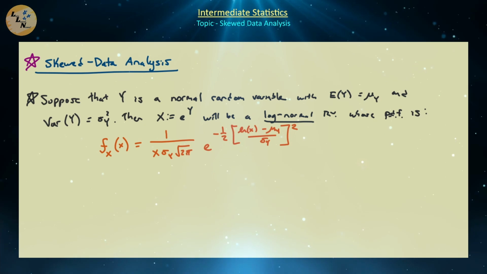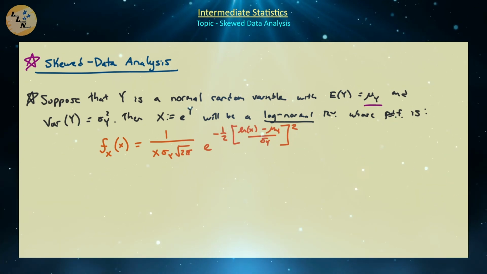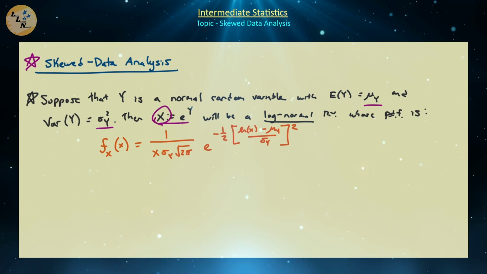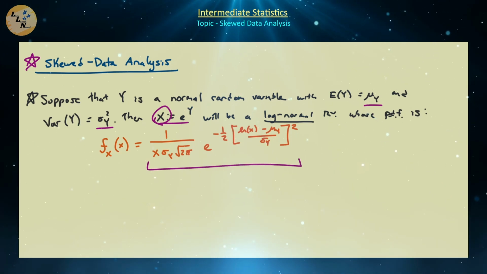So remember that Y, if it is a normal random variable with a mean of mu_Y and a variance of sigma_Y squared, then if we define X to be the exponential of that normal random variable, then the resulting variable X is said to be a log normal random variable. And the probability density function of that log normal random variable takes the following structure.